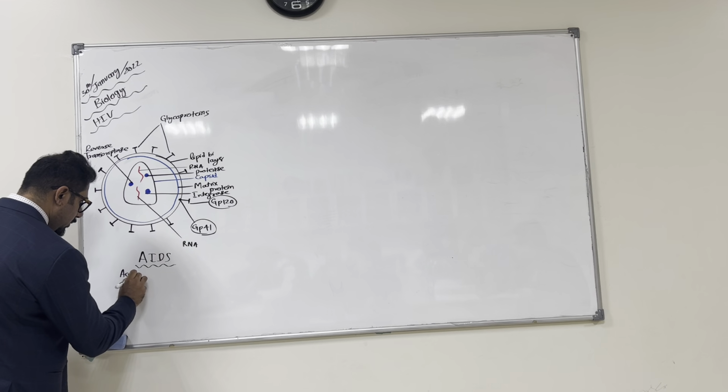Right? Now when it will hijack the machinery of T4 lymphocytes, they will not be able to function properly. So your immune system becomes inactive. When the immune system becomes inactive, what will happen? Any other disease can happen. Like, let's suppose that there is a person A, he got infected by HIV virus, right? Now his immune system is hijacked.